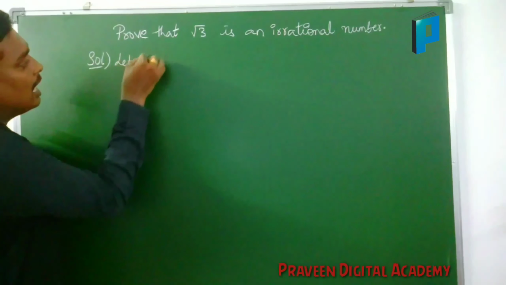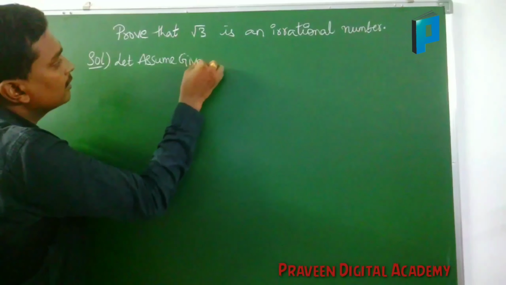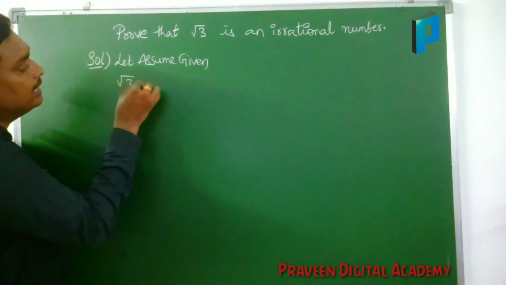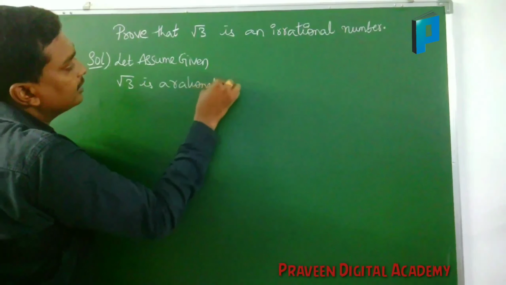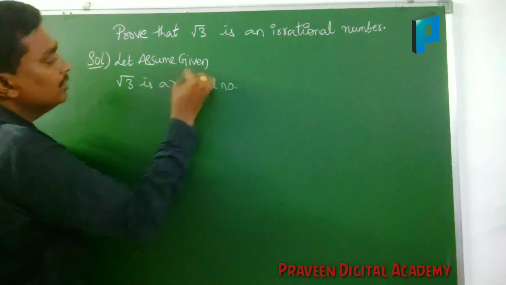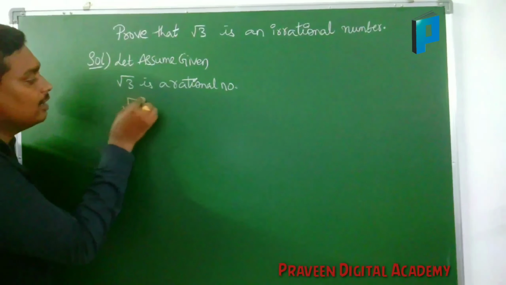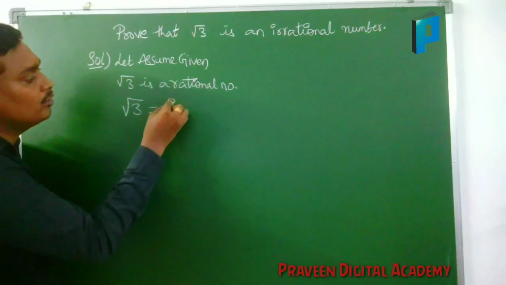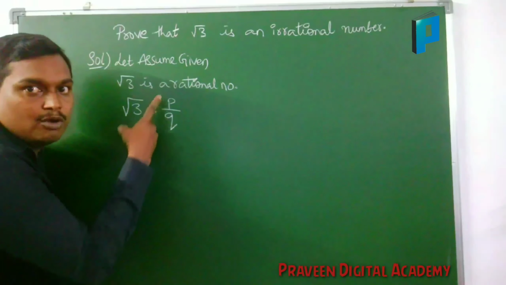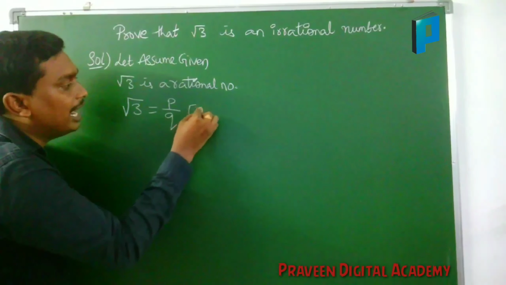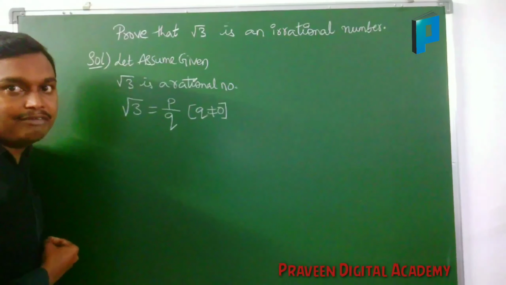Let us assume the given root 3 is a rational number. We will assume the given number is a rational number. If it is a rational number, what will we get? Root 3 is equal to P by Q. Here P by Q is a rational form where P, Q are integers and Q is not equal to 0. If Q is equal to 0, it will become undefined.